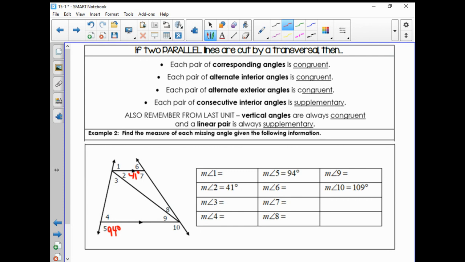Oh, they're giving us one more. Angle 10 over here is 109 degrees. They want us to find all of the rest of the angles. Now one thing that is important to note here is that these are the parallel lines. So those are our two lines right here. And again, let's just take this piece by piece.